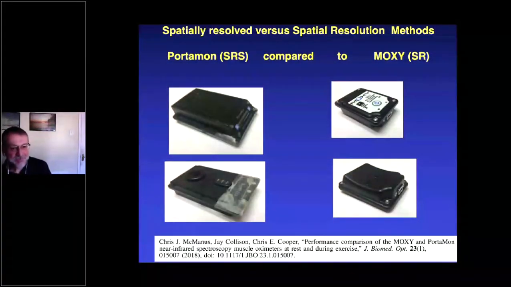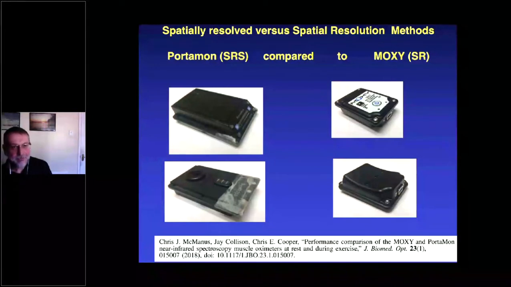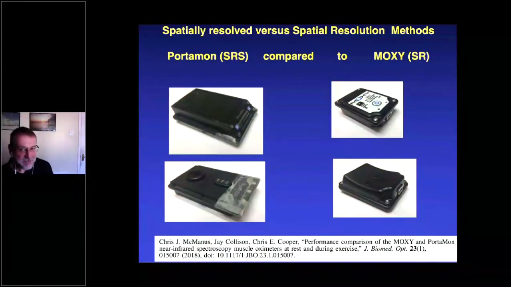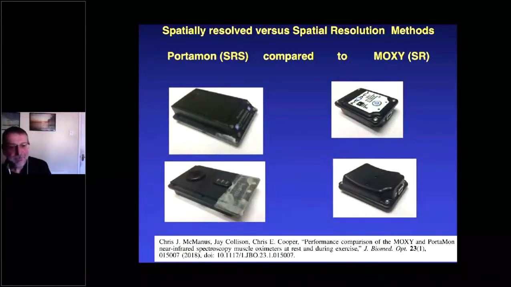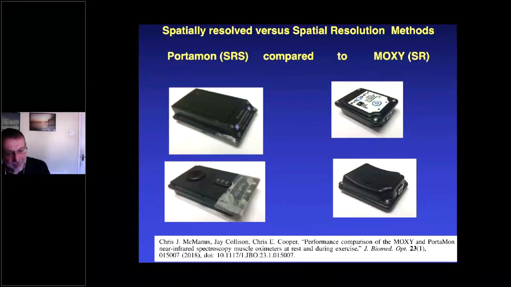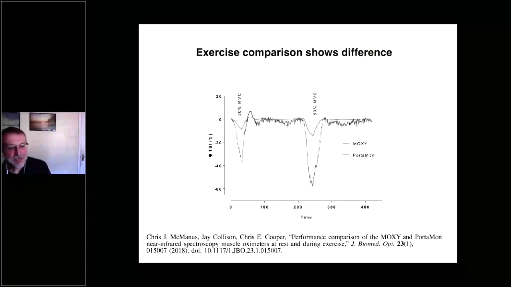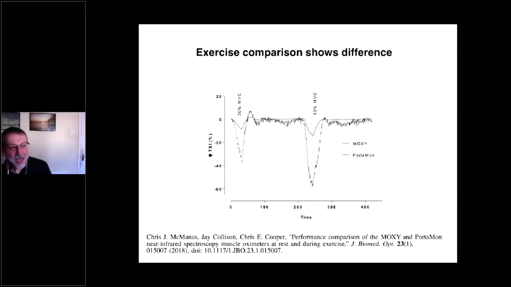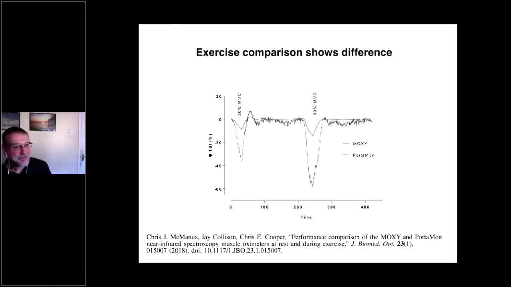So I thought I'd give an illustration of this by comparing some recent work we did comparing the Portamon device, an SRS one, with the MOXIE SR, a paper we published a couple of years ago. And the first slide really illustrates a feature that I could say in like 20 or 30 papers of this type. You take two devices that claim to measure a saturation in muscle, or usually they're in brain, and they correlate, but they're not the same.